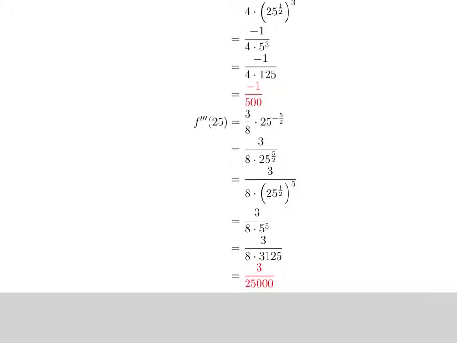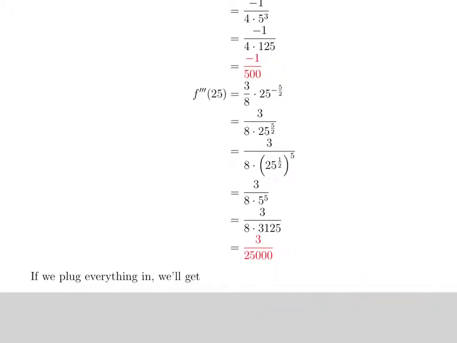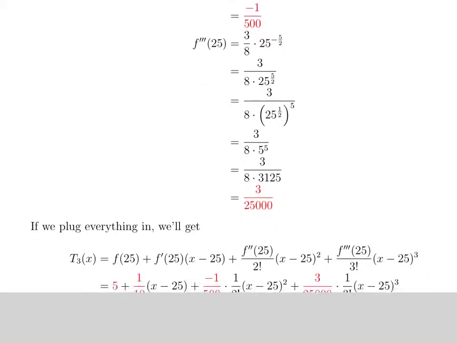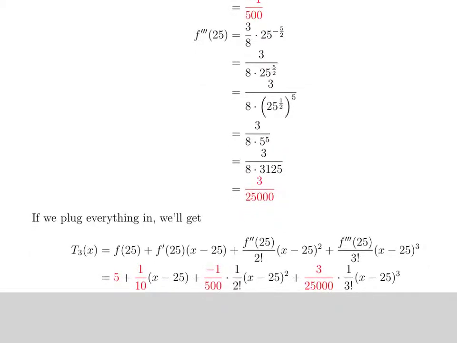Now, since we've got the values of all the derivatives, we can plug everything into our formula for the third order Taylor polynomial, and we're going to get an expression that looks like this. We've just substituted 25 in for a, and now we can put in the values of the derivatives that we've computed. So we have 5 for the value of f of 25, the 1/10 for f prime, the minus 1 over 500 for f double prime, and finally the 3 over 25,000. You can see how, for instance, this got put into here. Things to keep in mind, the factorial is still here.